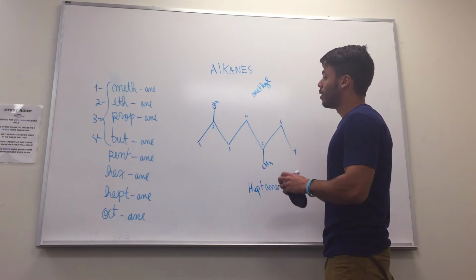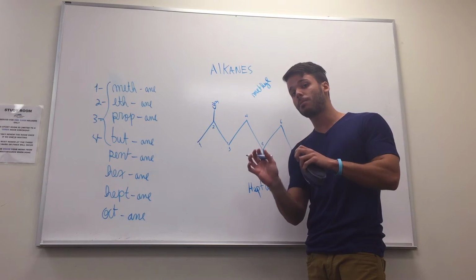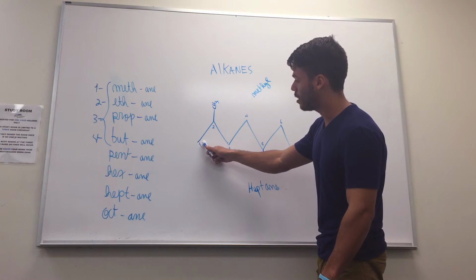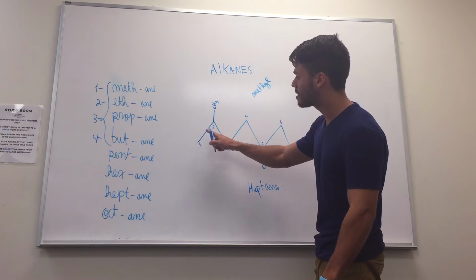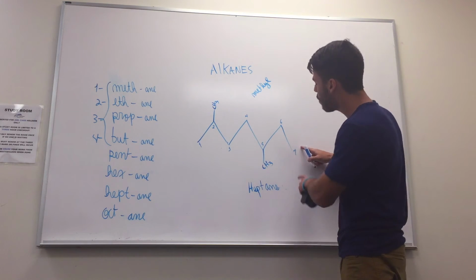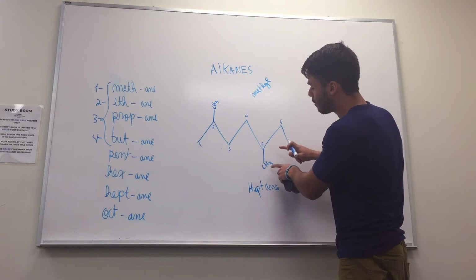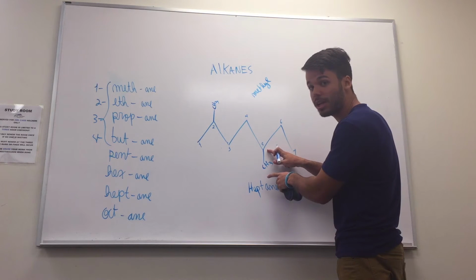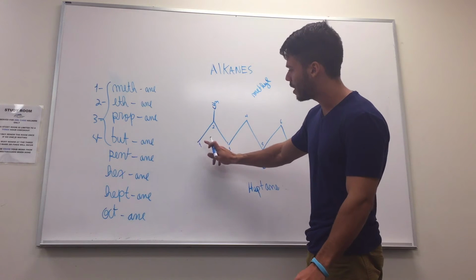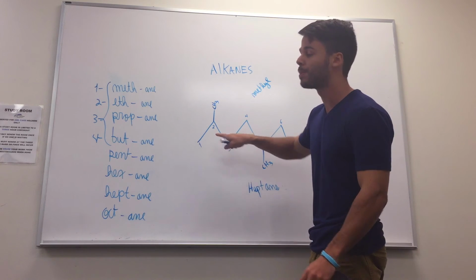Now, when it comes to the numbering, you always want to use the lowest possible number to assign the substituents, which means that you want to start counting from the side of the molecule that would give you the lowest number, right? If I were to start counting from the right here, I would have 1, 2, and 3. So my first substituent would be at position 3. Obviously, that would be wrong because we want the lowest number, which means that in this case here, we really want to start counting from the left so that our first substituent is on carbon number 2, okay?